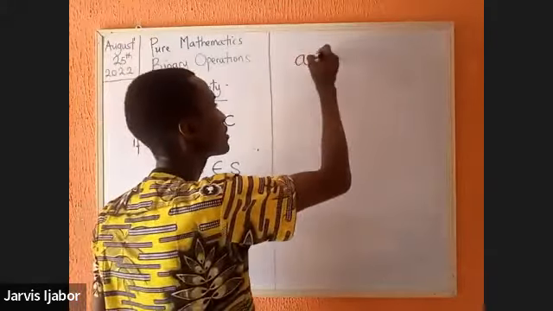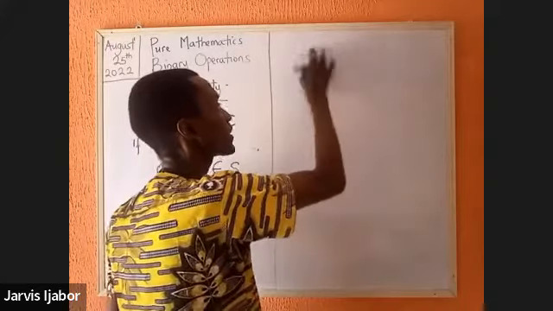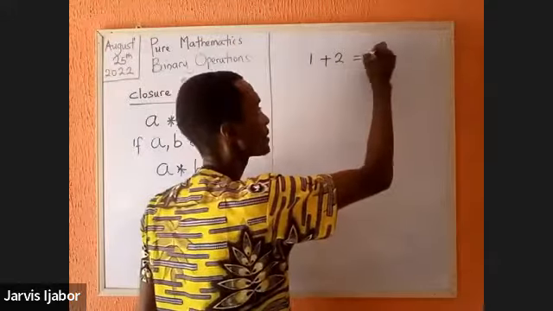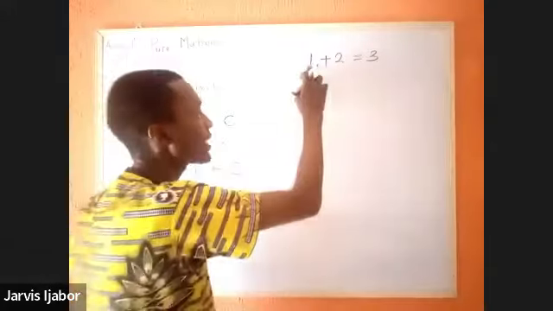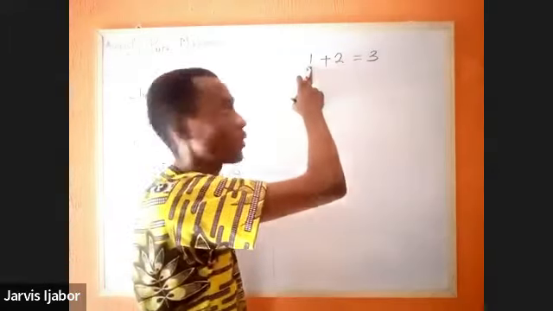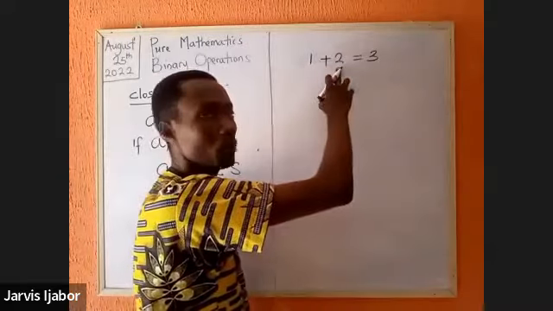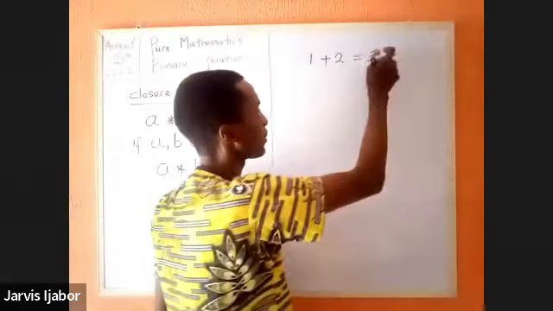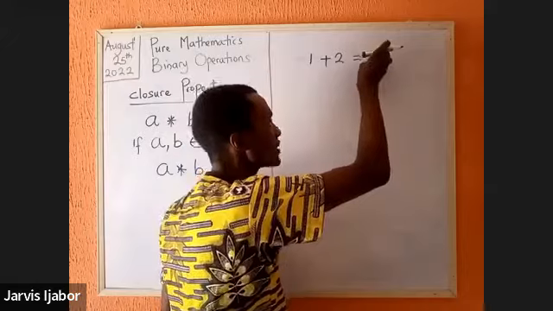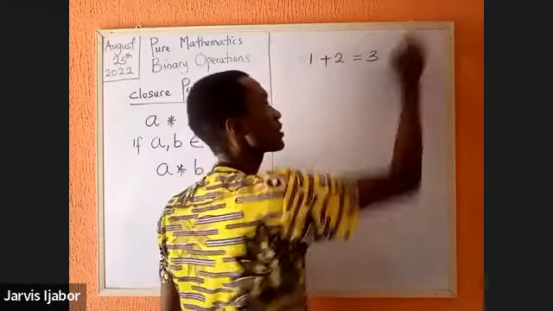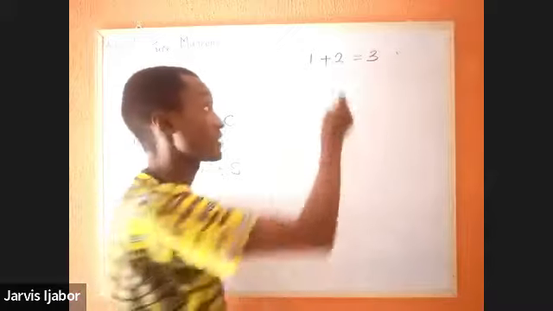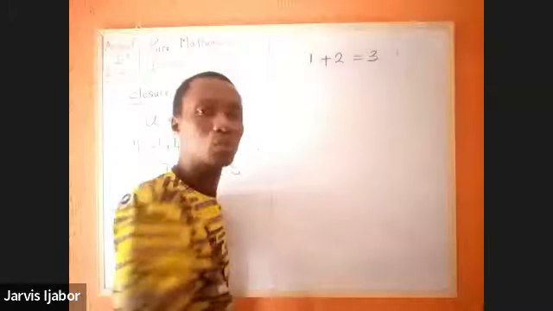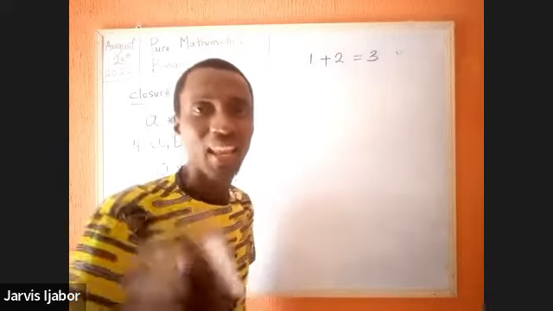Let's say 1 plus 2, I get 3. 1 is a natural number, or a whole number. 2 is a whole number. 1 plus 2 will give me 3. So what do I say? I say that this answer I've gotten is also a type of these numbers I've worked on. So we say that the elements are closed under the operator plus.